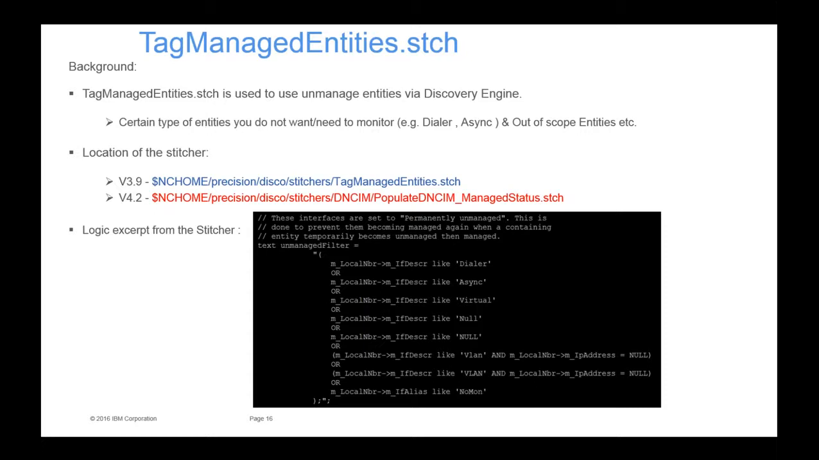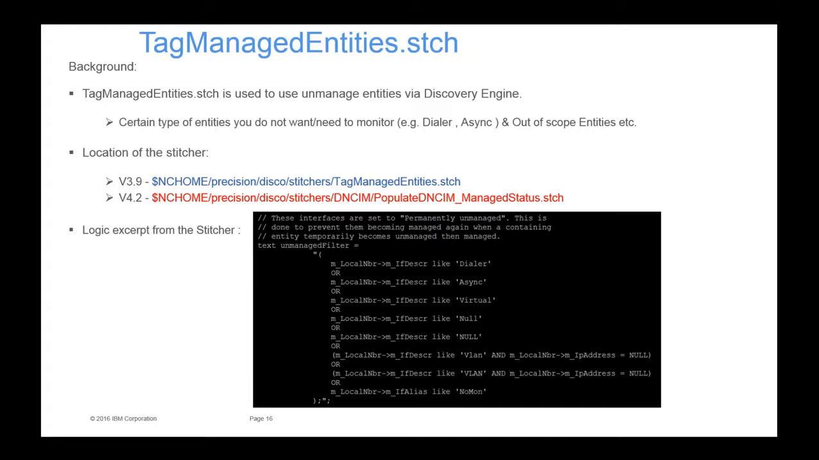So what is this unmanaged status? Why would someone need to care about it? A little background: you may be discovering 10,000 devices, whatever. There may be a subset of interfaces that you don't want your network engineers to monitor, or maybe you want to see less noise in the object server with the number of alerts coming in. That's why you unmanage those interfaces.